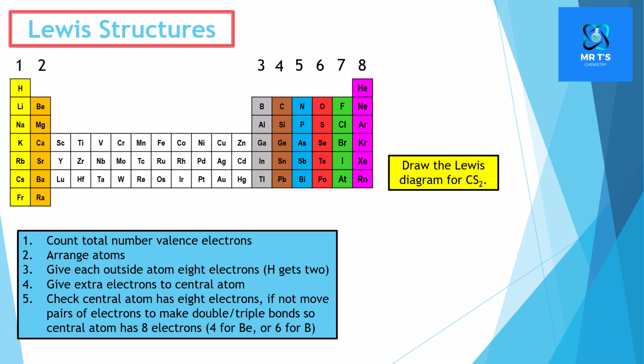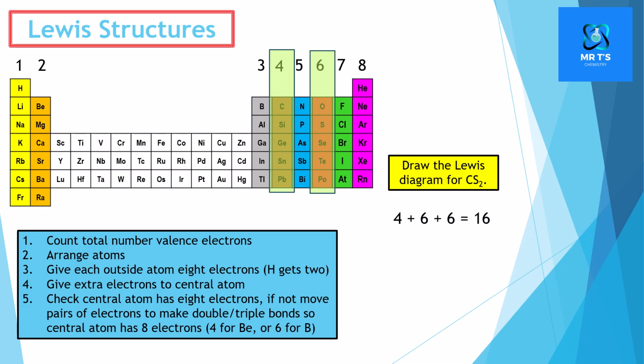Let's have a look at an example. If we have carbon sulfide, what we've got here is a carbon atom, which is in group number 4, so it's going to have 4 valence electrons, and we have sulfur atoms in group number 6. There is 1 carbon atom and 2 sulfur atoms, so that's 4 plus 6 plus 6. That gives us 16 valence electrons to place around the molecule once we've drawn it.